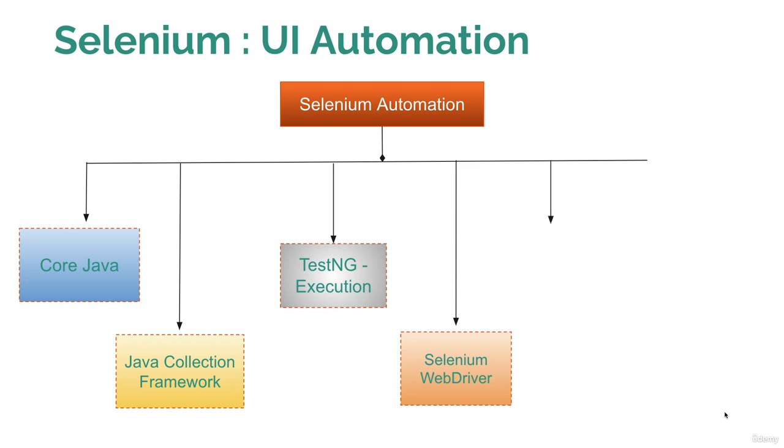After the Selenium WebDriver, we will come up with the Selenium automation frameworks, where we will learn about multiple kinds of frameworks. We are not just going to learn a single framework. We are going to learn multiple kinds of frameworks, including the page object model framework, the data driven framework, the hybrid framework, and the behavior driven framework using Cucumber.